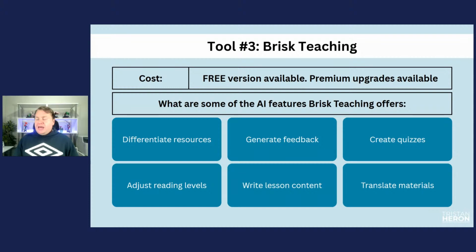We can also look at creating and generating feedback using Brisk. We can create quizzes, all right? We can adjust those reading levels. We can write lesson content. We can translate materials. All of these different features are features that you'll find in pretty much every single AI tool that is out there in the marketplace.